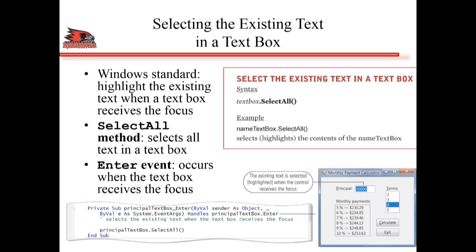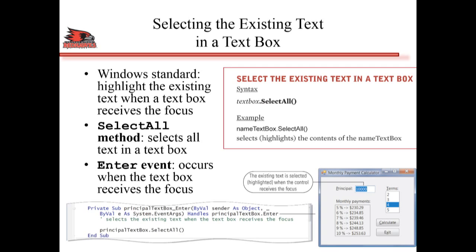The reason why is that you had to manually tell Visual Studio to do that. When somebody clicks on a text box having some numbers or letters in them, the whole thing should be highlighted. That's like a standard for Windows, highlighting the existing text when the text box receives the focus. And it's a simple thing to do.